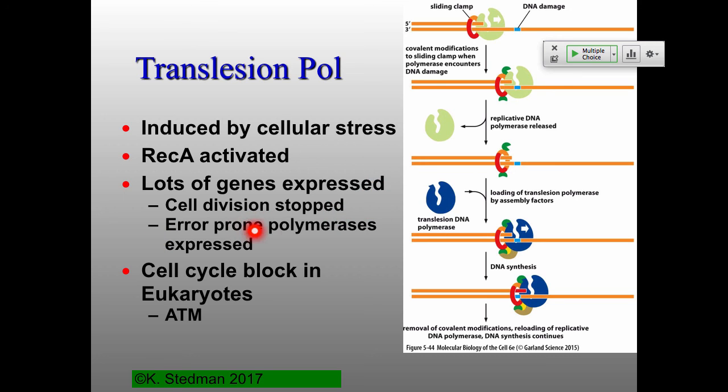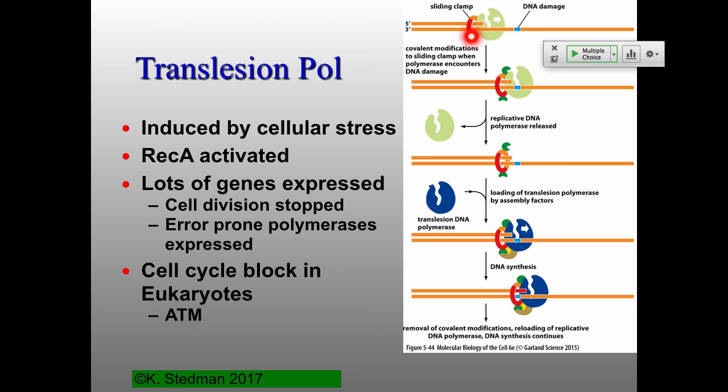And these things called error-prone or translesion polymerases are being expressed. You make these new DNA polymerases. So what do these new DNA polymerases do? Well, what they do is they will bind to your sliding clamp, again, beta in E. coli, PCNA in eukaryotes, and will bind to these specifically where you have what's called a stalled polymerase.